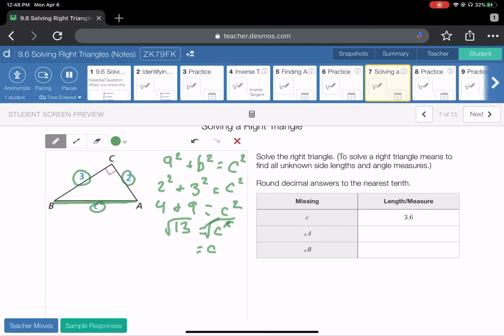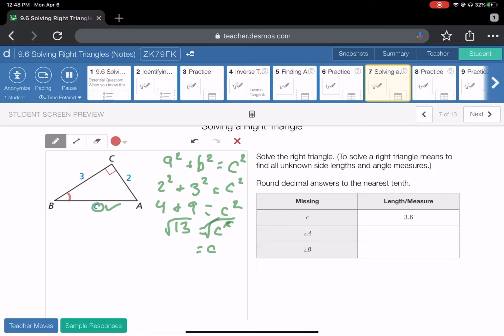Okay, so there we have it right there. And now we've got to find the other two missing pieces. We already know one piece, right? We found the missing side. So this one is done. Check. All right. But what we are missing is two angles, angle B and angle A. I'm going to go ahead and find angle A first.